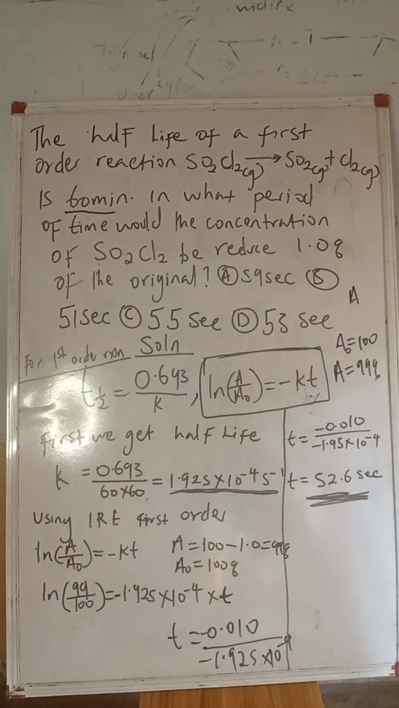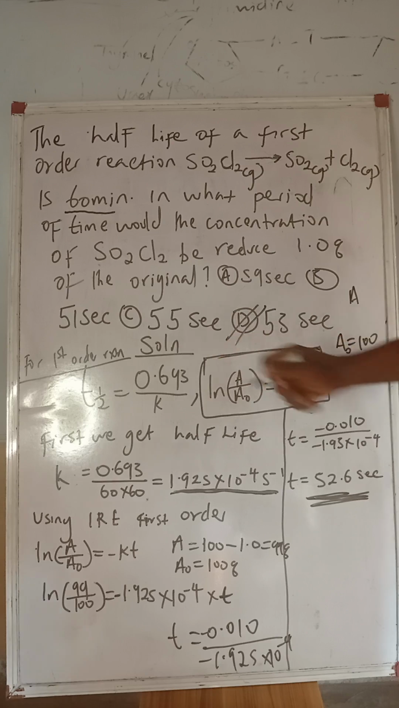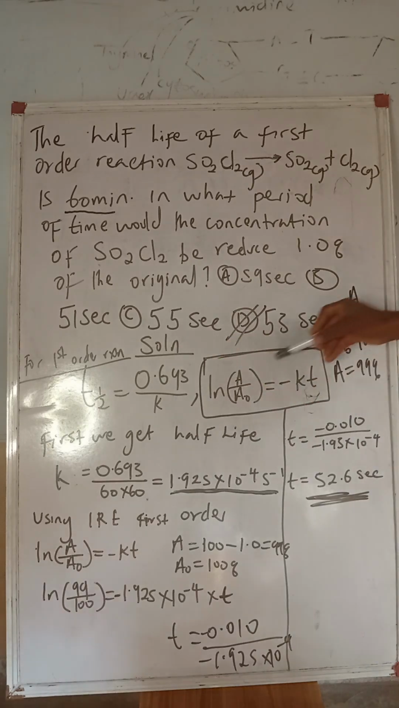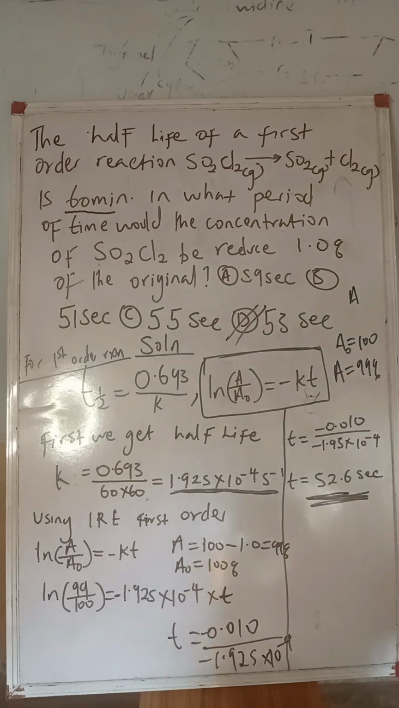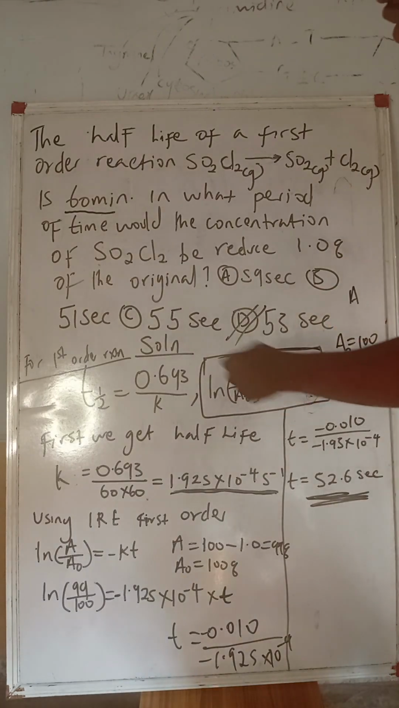I just calculated it before solving it, because it's a short video, to make it easier. So you get 52.6 seconds, and that is going to be option D. You can try this equation for any of your chemical kinetics questions. If you have issues on first order reactions, these are the solved questions of first order reaction.